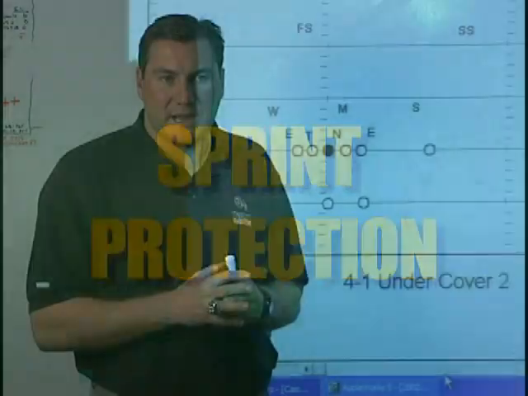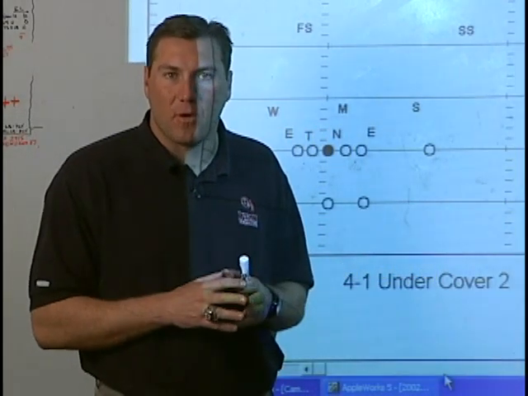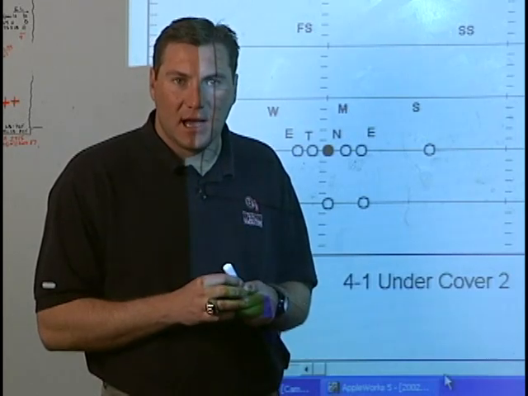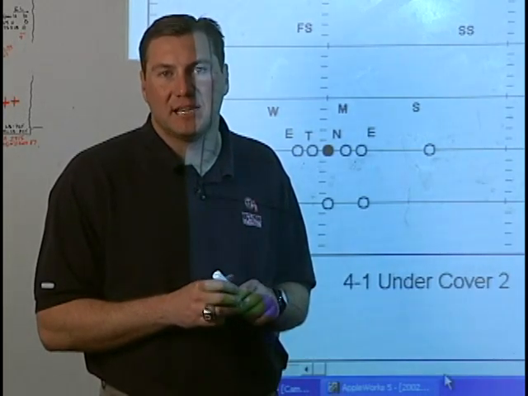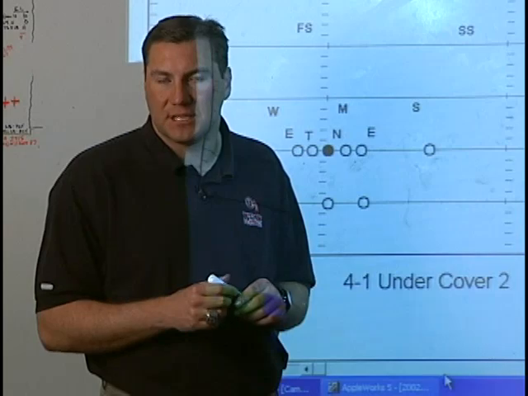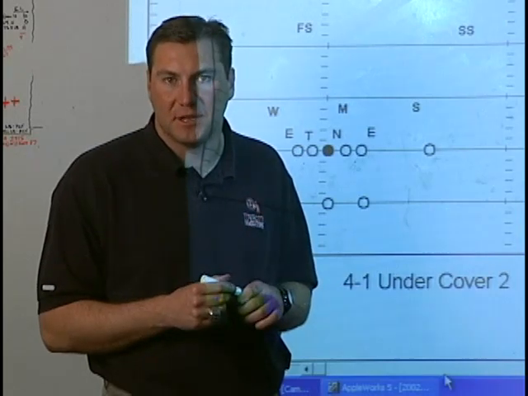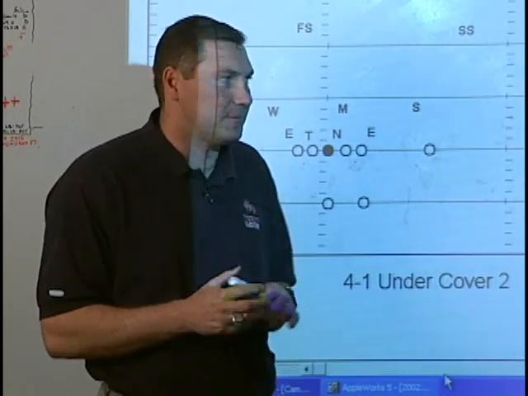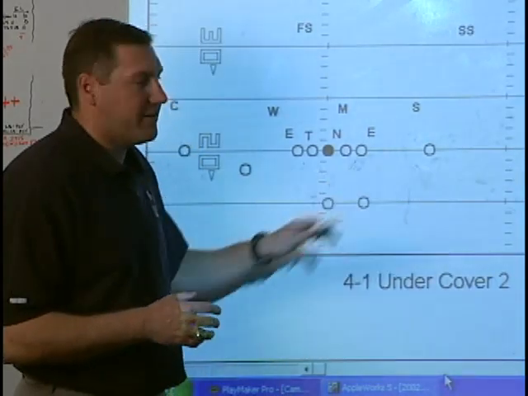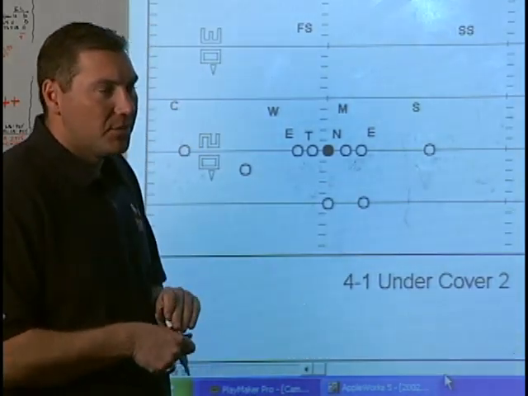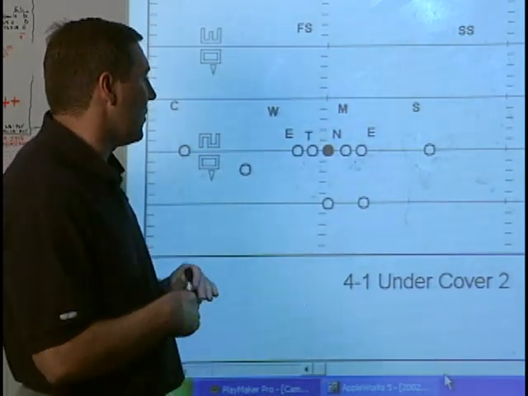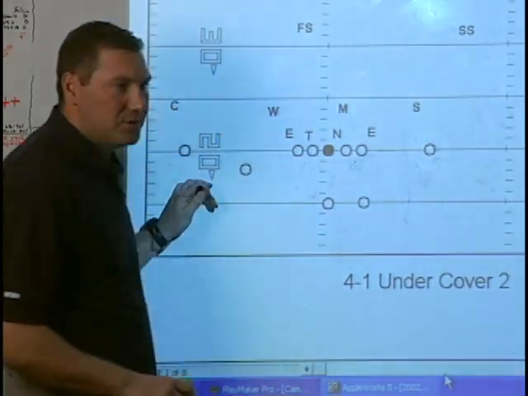We'll use our sprint protection to break contain with the quarterback to try to get outside, again allowing us to attack the outside edge of the defense and forcing them to defend the entire field. Within our sprint protection is a front side reach protection where we want to secure the front side for the quarterback. So we will zone to the front side.